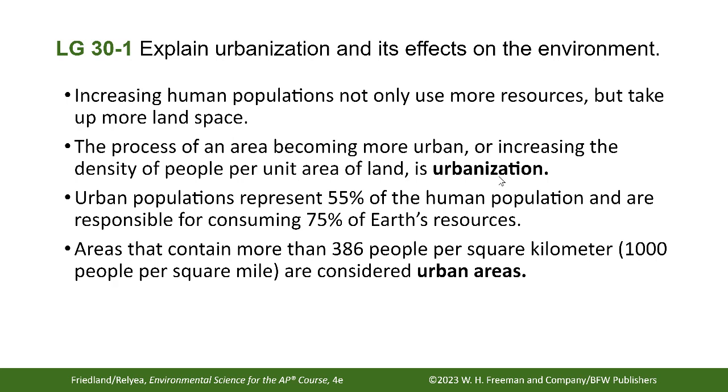Urban populations represent 55% of the human population, but they're responsible for consuming 75% of the Earth's resources. An area that contains more than 386 people per square kilometer, or 1,000 people per square mile, is considered an urban area. So, for example, New York has 10,000 people per square mile. Mumbai, which is in India, is 27,000 people per square mile, and then Jeff City just barely makes that. They're at 1,136 people per square mile for urbanization issues.